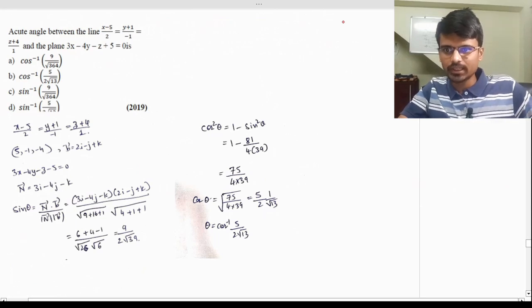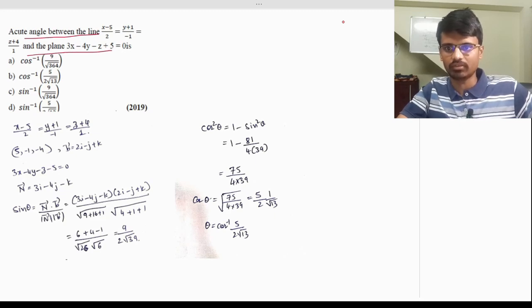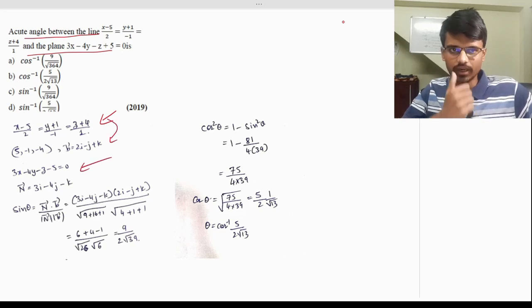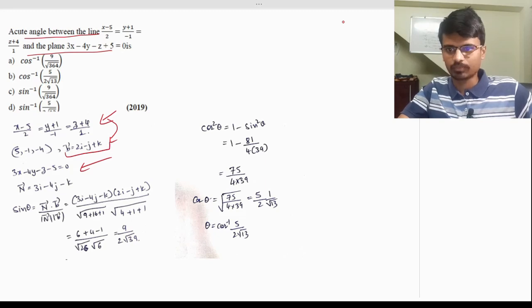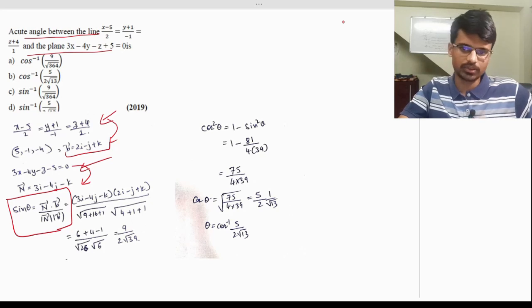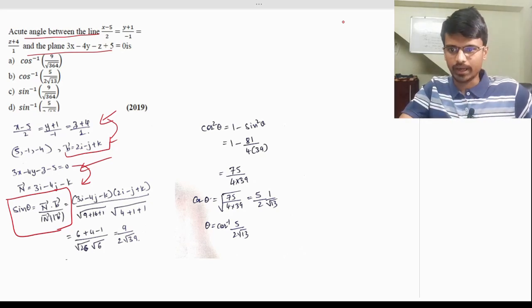This is a slightly easier question that we have got. The acute angle between the line and the plane is directly. They have given us the equation of the line and the equation of the plane. From the equation of line, we can find the point that it is passing through and the parallel vector. From the plane, we can find the normal vector. The direct formula is sine theta equals n dot b divided by the product of their magnitudes. We'll directly substitute and get sine theta, which is 9 by 2 root 39.